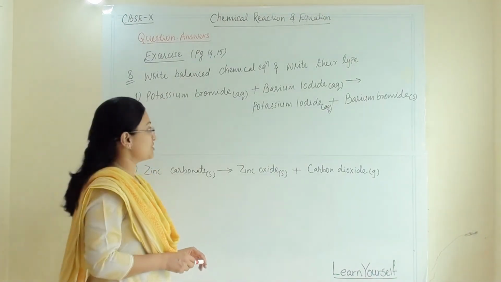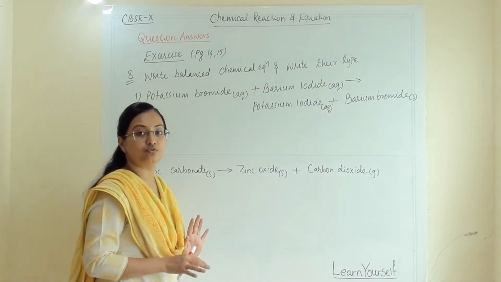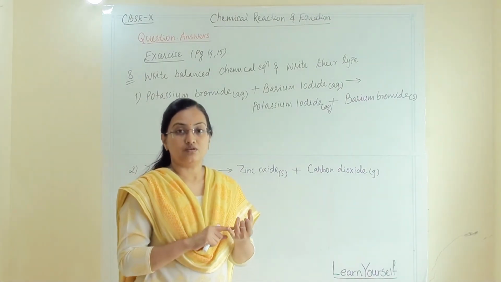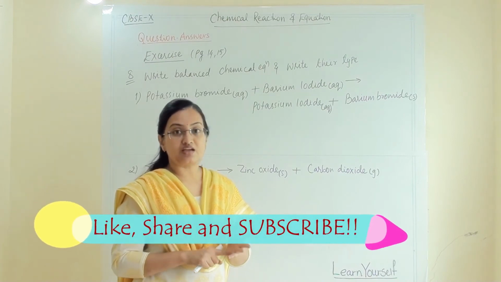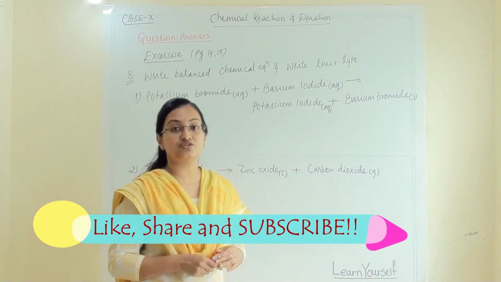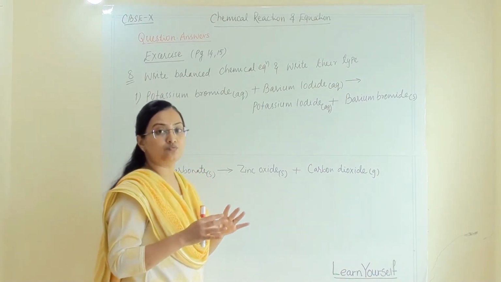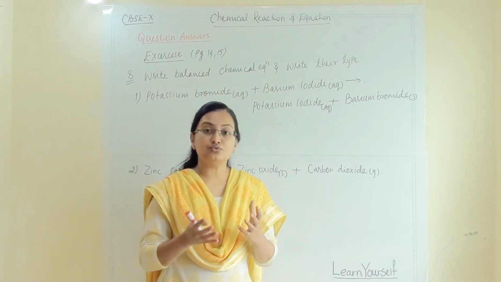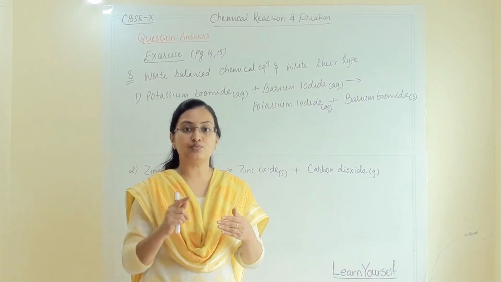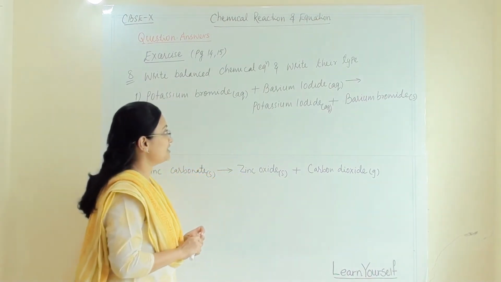Moving towards our next question, that is, write a balanced chemical equation and write its type. That means we have to write which type this equation belongs to. We have learnt decomposition reaction, oxidation, reduction, displacement, double displacement, precipitation reaction. From that we have to identify the type of the reaction. In one of my videos I have taught how to remember each and every equation in a simple manner. That video's link I have given in the description. If you have any doubt, please watch that video.